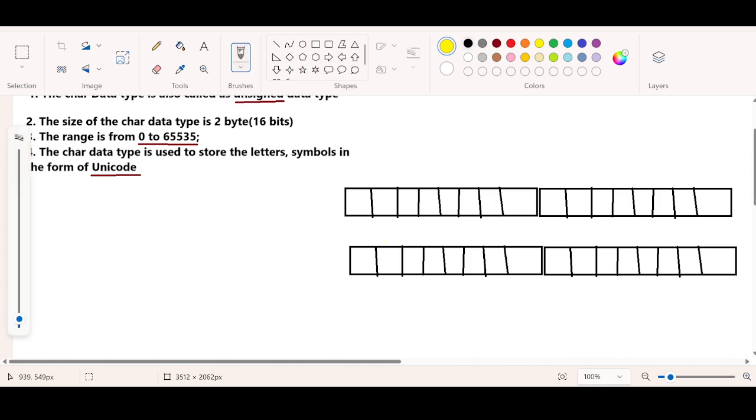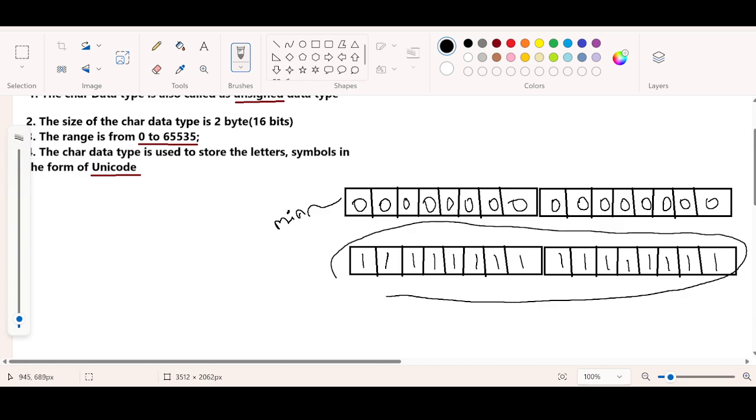I can say all the bits will be placed with the number 0. You get the minimum number. If you want to find the maximum number, you place all the individual bits with the value 1. Okay, and you know how to convert this big binary number into the equivalent decimal number.